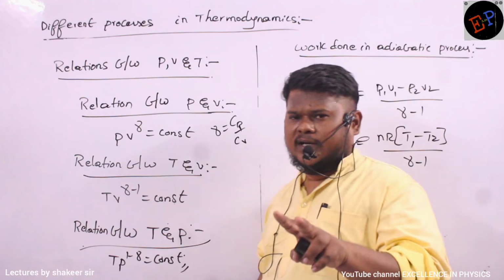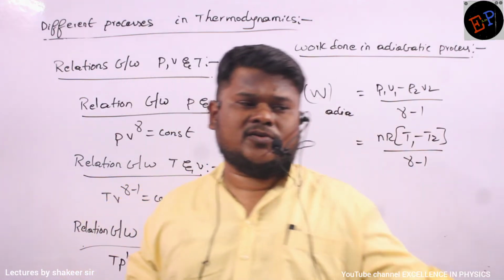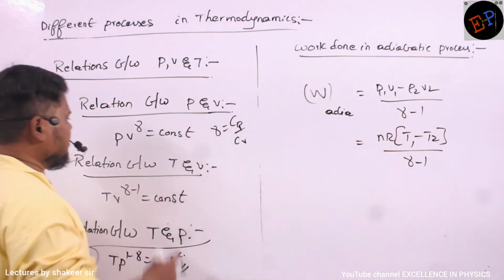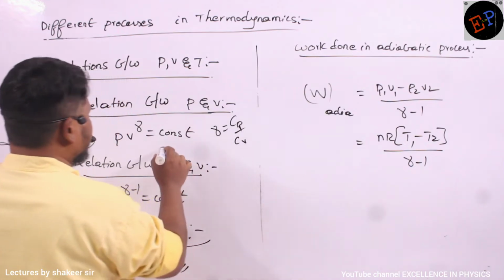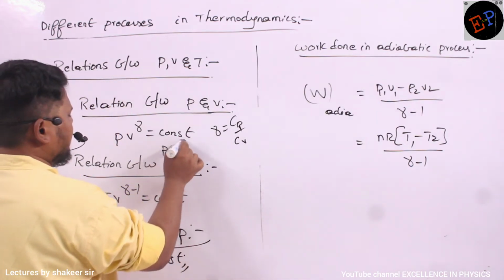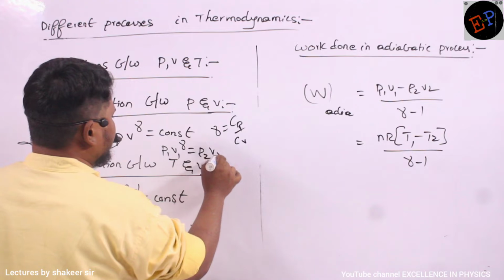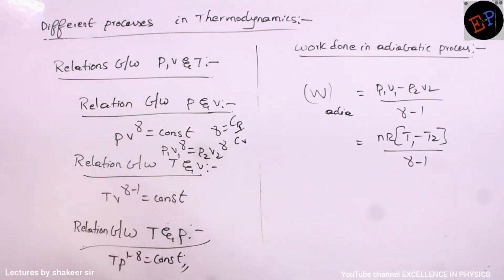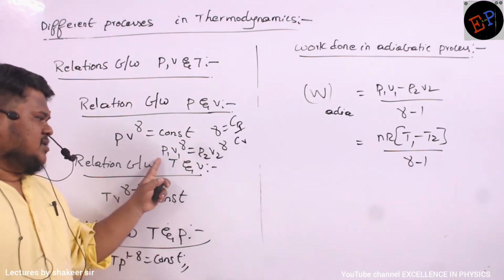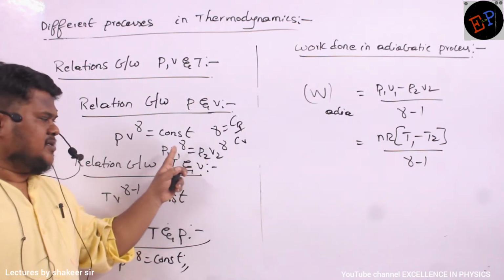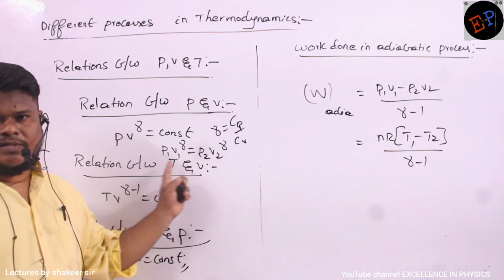For two different gases, or for the same gas at two different conditions, how can I compare them? I can compare them like this. P1 V1 power gamma is equal to P2 V2 power gamma. Are you able to understand? So this is the initial pressure, this is the final pressure, initial volume, final volume. Questions like this can be given.